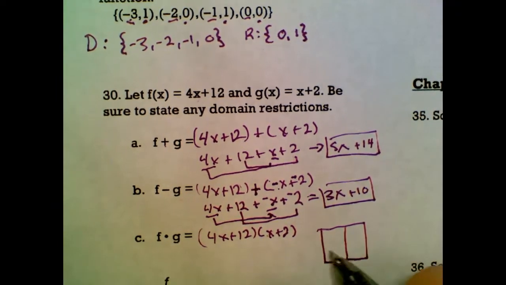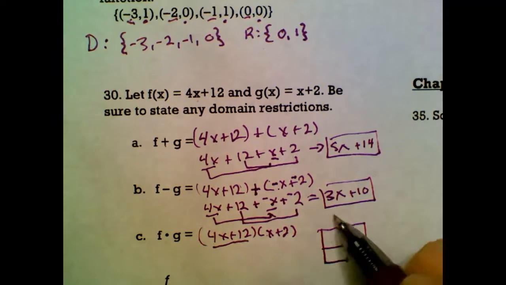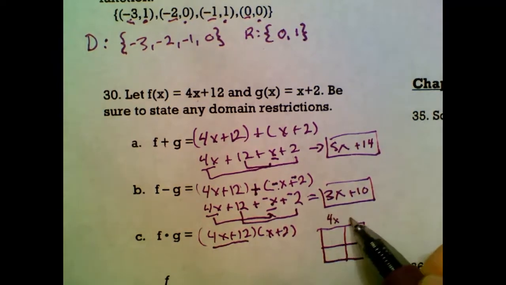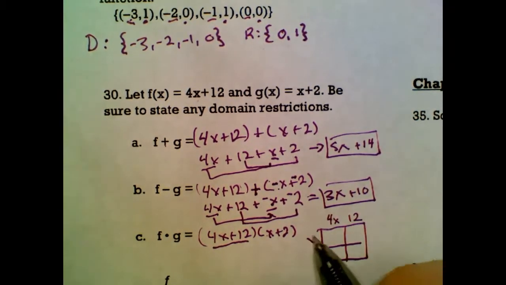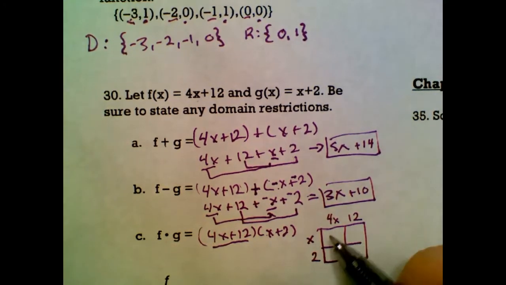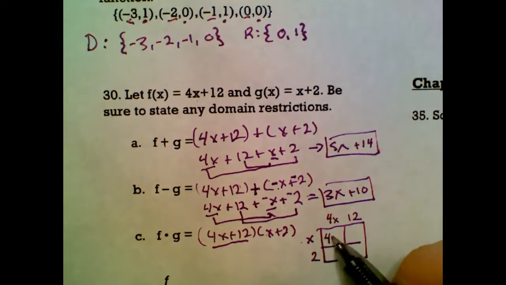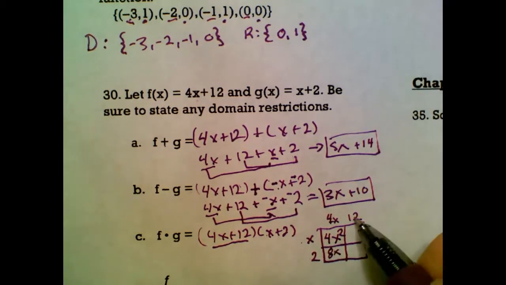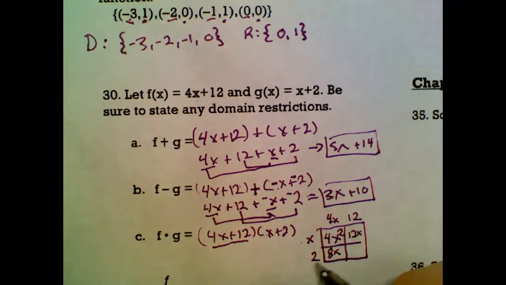I'm going to take this 4x plus 12, put it right here. Sorry, 12. I'm going to take this x plus 2, put that right there. Now, it doesn't matter. You could put this up top or this on the side. It won't make any difference. So 4x times x is going to give me 4x squared. 4x times 2 is 8x. 12 times x is 12x, and 2 times 12 is 24.